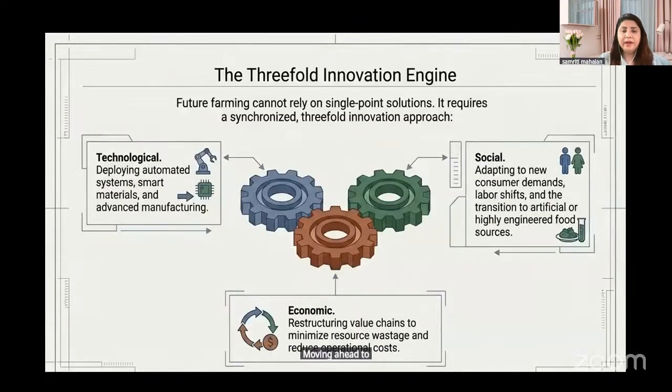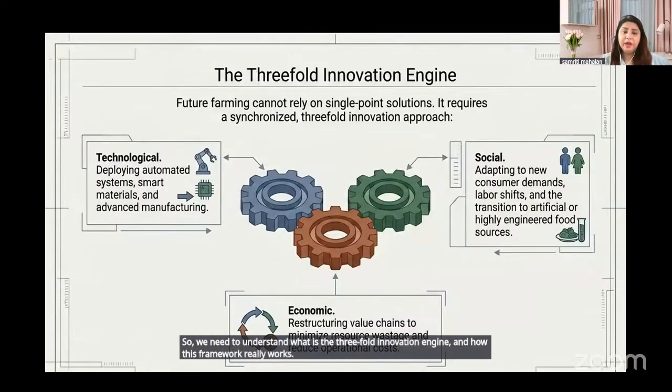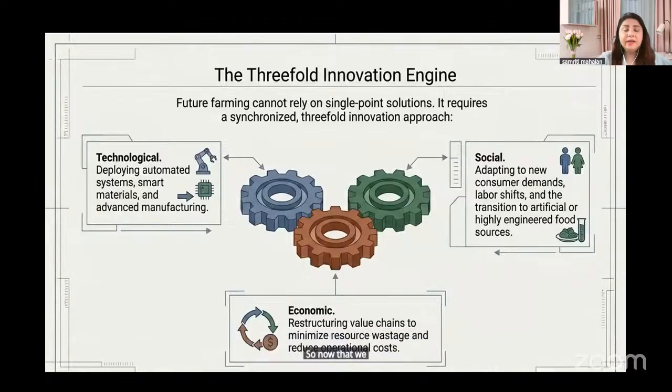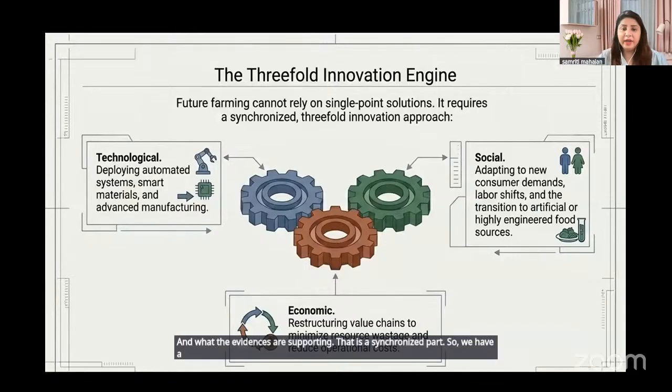Moving ahead to our next part, the threefold innovation engine. We need to understand what the threefold innovation engine is and how this framework really works. Now that we understand the why, let's talk about the how, because the why has been discussed. Future farming cannot just rely on a single point solution. What we need, and what the evidence supports, is a synchronized approach. So we have a threefold innovation engine for that.